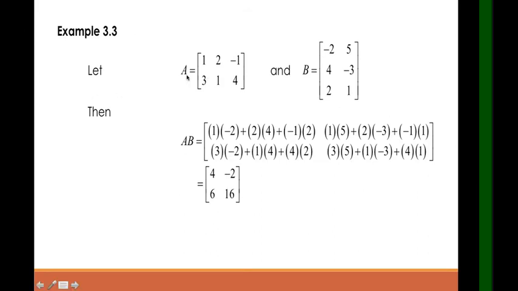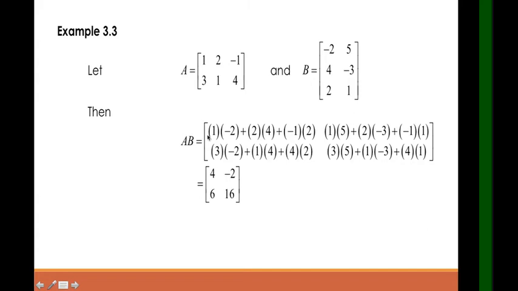This is a 2 by 3 matrix, and this one is a 3 by 2 matrix. So this has 2 rows and 3 columns. This one has 3 rows and 2 columns. So how do we multiply this?